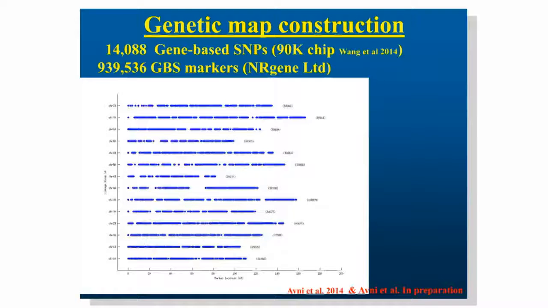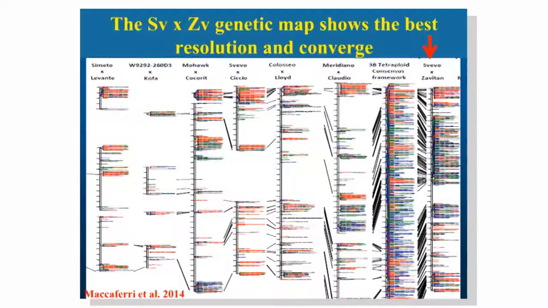So we invested in the Svevo-Zavitan population quite heavily. We used the 90K chip to genotype the RILs and got more than 14,000 markers, SNP EST-based markers, so those are genes mainly. And we also used Energene. Energene provided us with a GBS map that has more than 900,000 markers. And this is how it looks, the wheat chromosomes, the centimorgans, and you can see that it's very dense, tens of thousands of markers per chromosome.